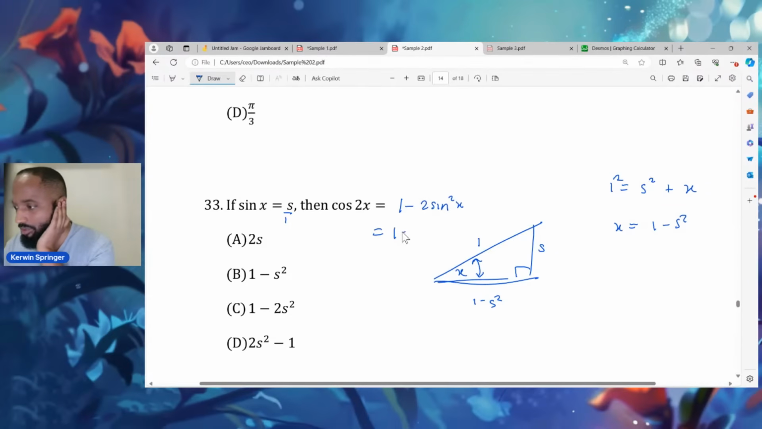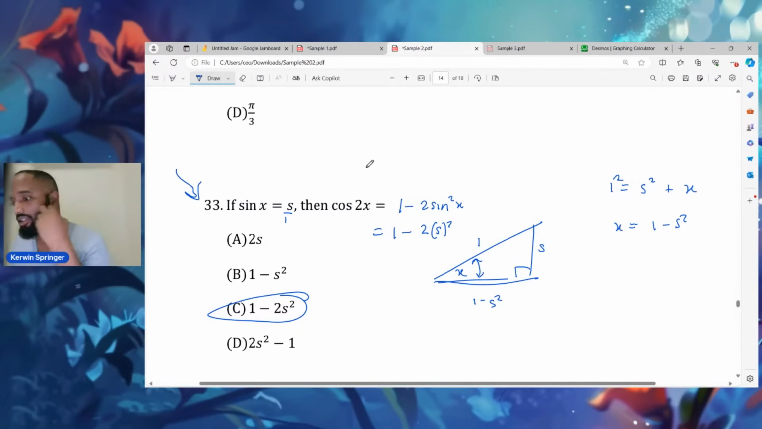So I could just say 1 minus 2, and sine x is s, so this is s squared. I could have just jumped down to C real fast. I could use the other stuff as well with this 1 minus s squared here and it can work out. This is real neat. This question is a cool question. You could do a lot of proofs using this idea.